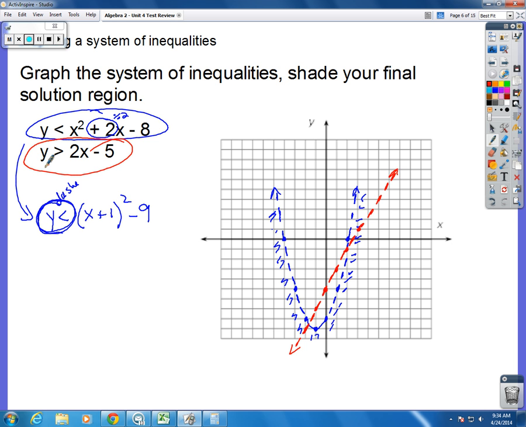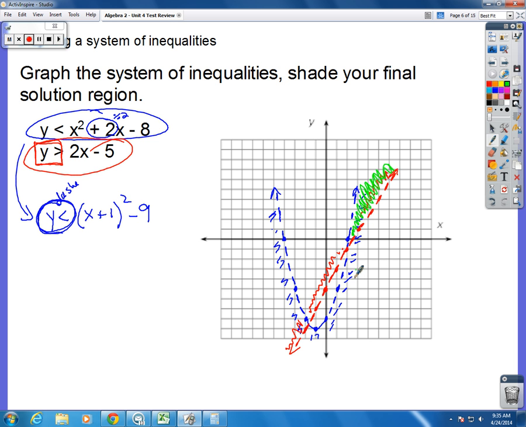And this inequality says y is greater than. Well, greater than means above. So I'm shading above the red line. All right, now the instructions are to shade your final region, and the final region is where both of these are shaded. So you'll notice the blue and the red are both shaded here.